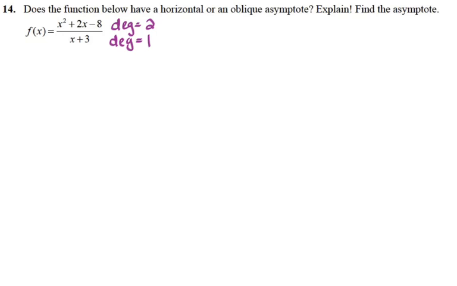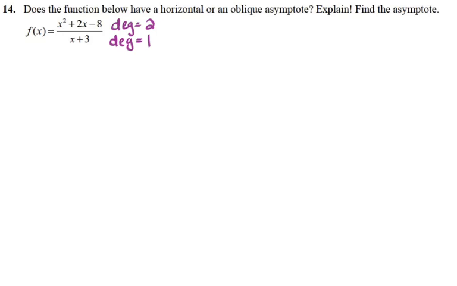And if the degree of the numerator, so that was this, is smaller than the degree of the denominator, then your horizontal asymptote is going to be y equals 0. It's not the case for this problem. If your degree of the numerator, again that's this one, is the same as the degree of your denominator, which again is not the case, that's going to be y equals a over b. And then if your degree of the numerator is bigger than the degree of the denominator, you don't actually have a horizontal asymptote, you have an oblique asymptote.